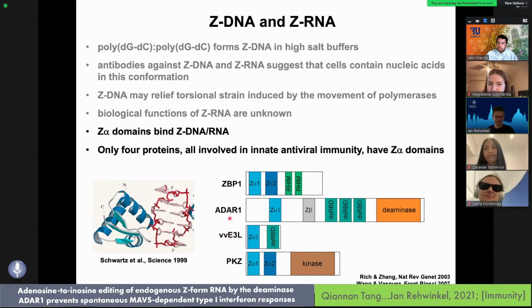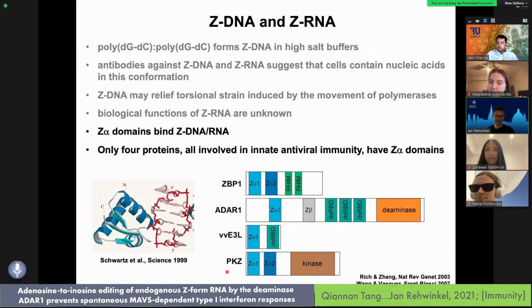The second one is ADAR1, and I'm going to spend most of my time talking about it. Again, it's encoded in mammalian genomes. And then we've got these two proteins here. The first one is encoded by vaccinia virus, which is a pox virus. This protein is called E3L, and it's got one of these domains. This E3L protein is an antagonist of innate immunity and allows pox viruses to evade the innate immune system.